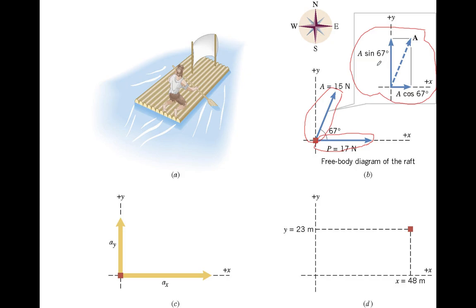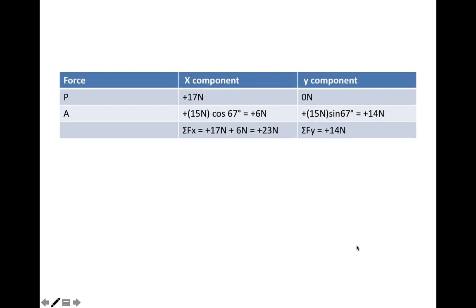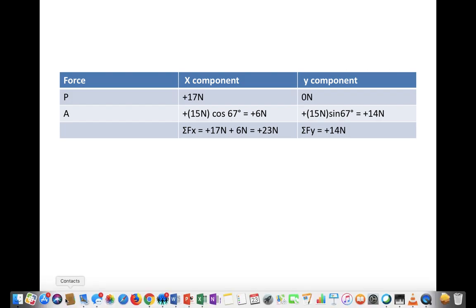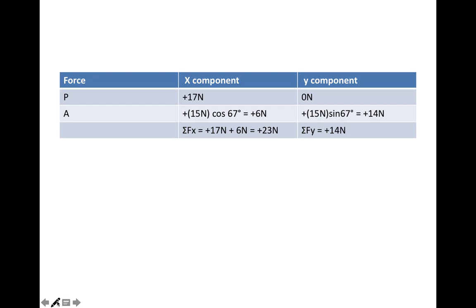Okay, so the x component is A, which represents the force of the air times cos 67, and the y component is A times sine 67. And over here, what we see is the total displacement of the raft after the time that the forces are applied. So we can break up the forces into components.